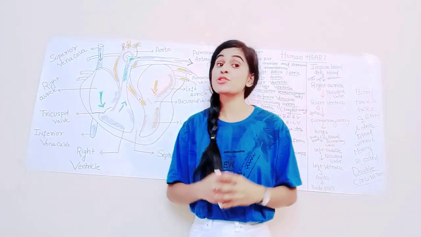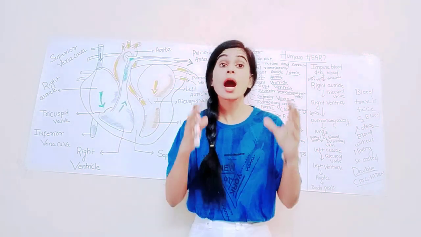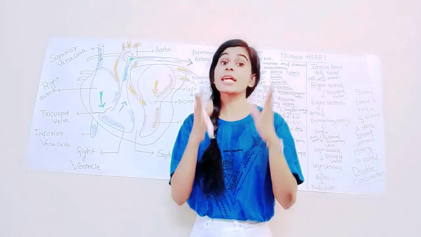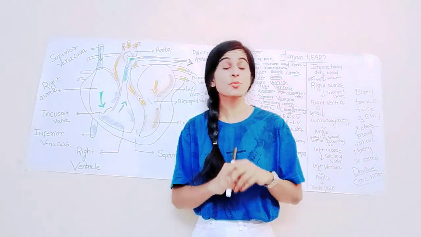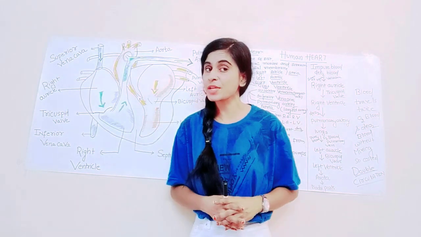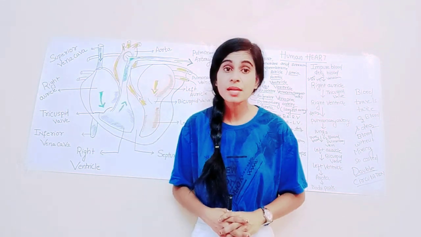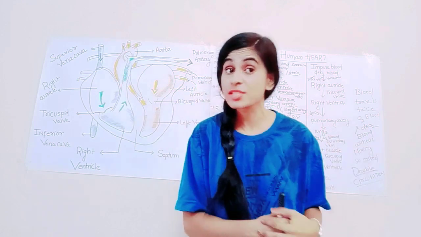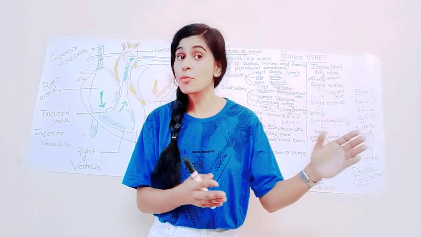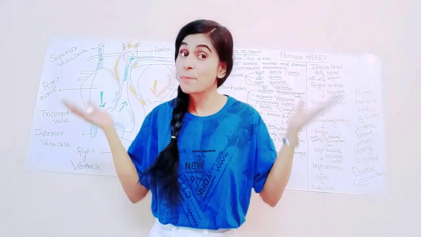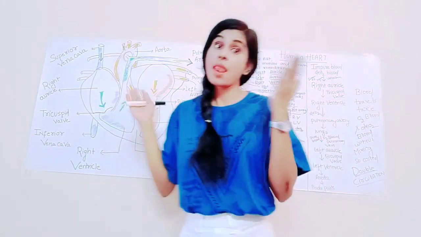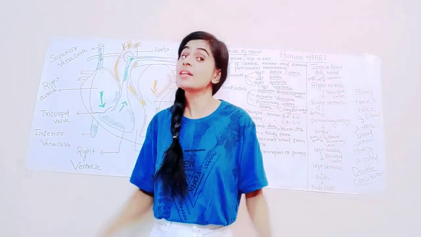In my last video, I have already discussed how transportation takes place in human beings. There are two ways by which transportation takes place. And what were the two systems? That is your blood circulatory system and your lymphatic system. In the blood circulatory system, who is the hero? Blood. Blood transports things. And in the lymphatic system, who is the hero? Lymph. Lymph transports the substances.